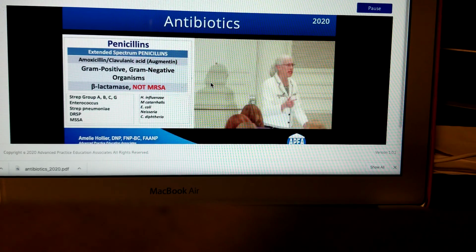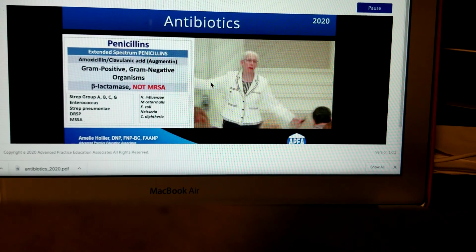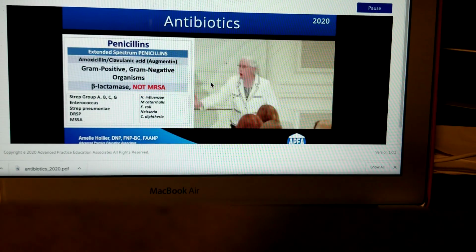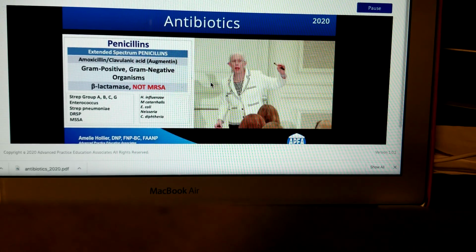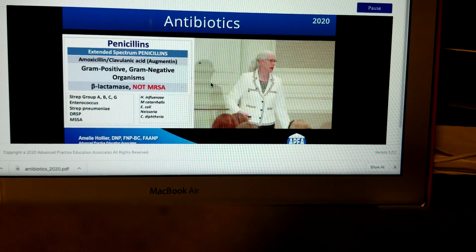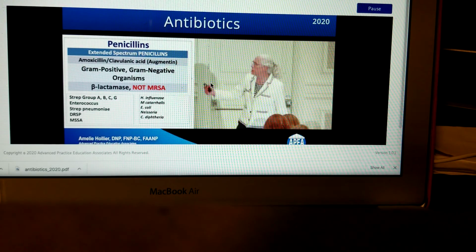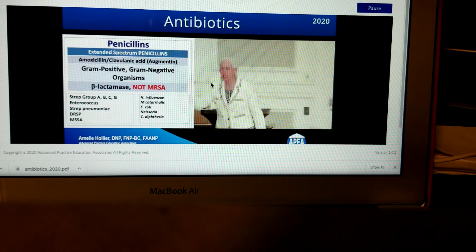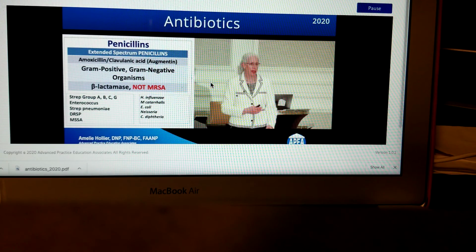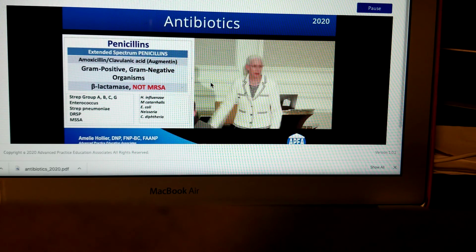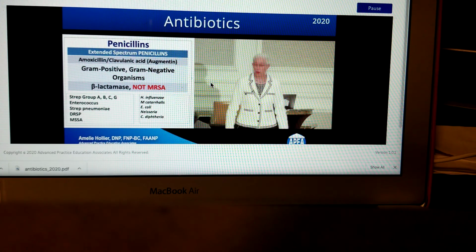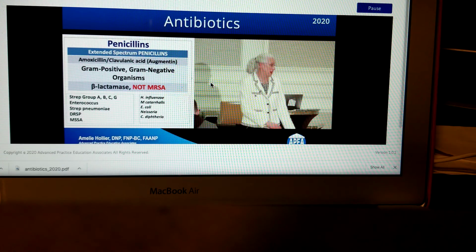And it doesn't kill the atypical pathogens, like the one that causes walking pneumonia. What's the name of that bug? Mycoplasma pneumoniae. You would never give Augmentin to treat mycoplasma because mycoplasma is an atypical pathogen, and even Augmentin doesn't get rid of it. But Augmentin does a good job of some other bugs.